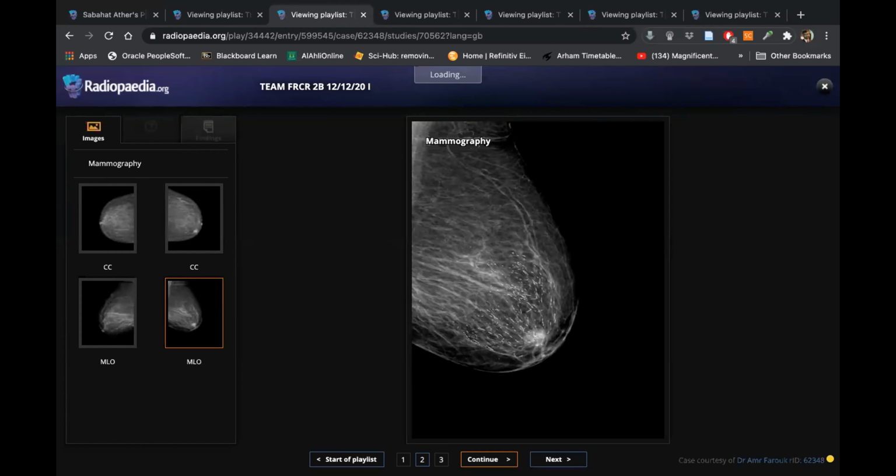Multifocality basically means multiple areas of involvement within the same breast, which are related to each other. Multicentric means different pathologies arising without being related to each other. Okay, we'll come back. Your next case, okay?